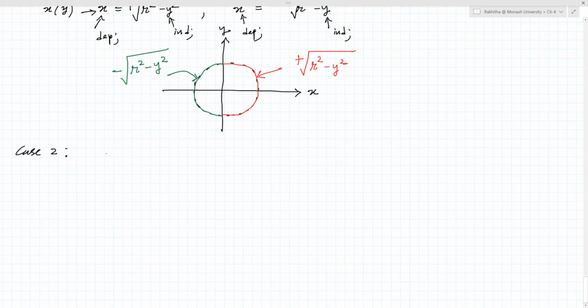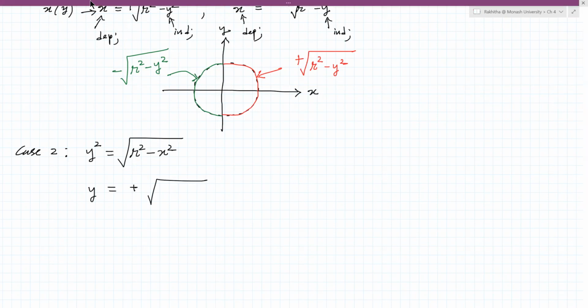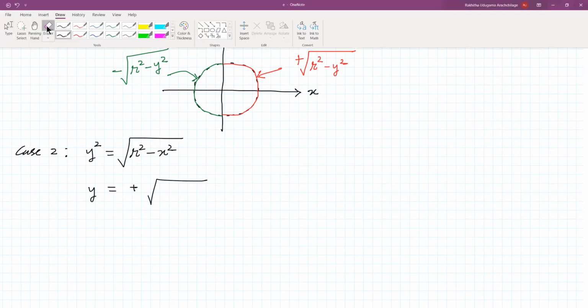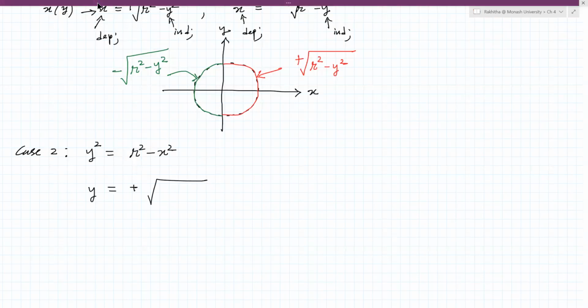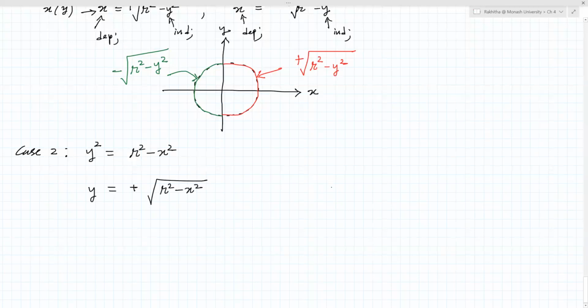So in case 2, what we subjected was y, right? So we got y squared equals r squared minus x squared. This is what we got. Then we got 2 solutions. Y is equal to plus... oh, this is wrong. What I did was wrong here. Okay, so y would be the square root of r squared minus x squared, right? The second solution is the negative value of that, minus the square root of r squared minus x squared.